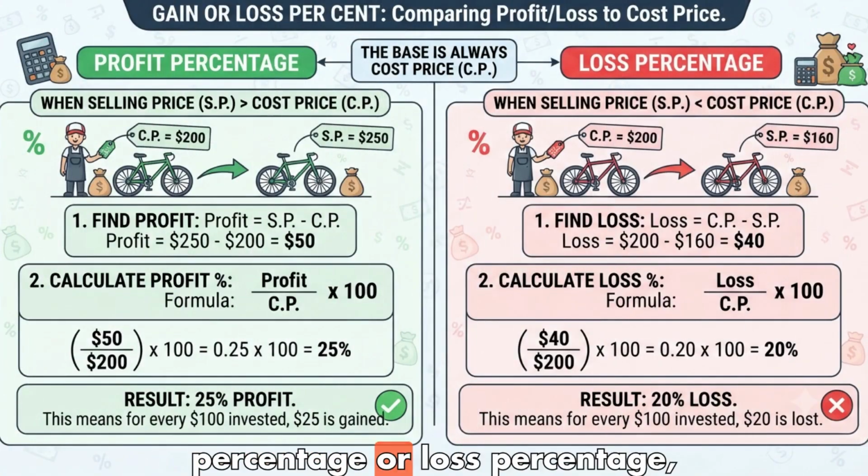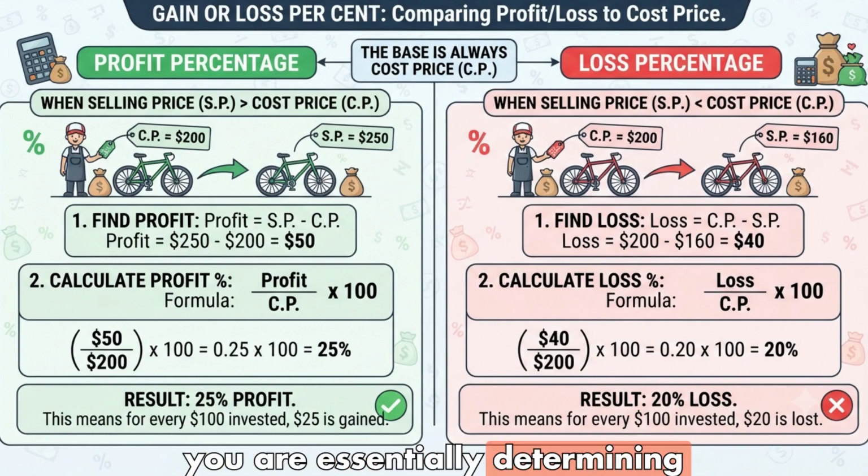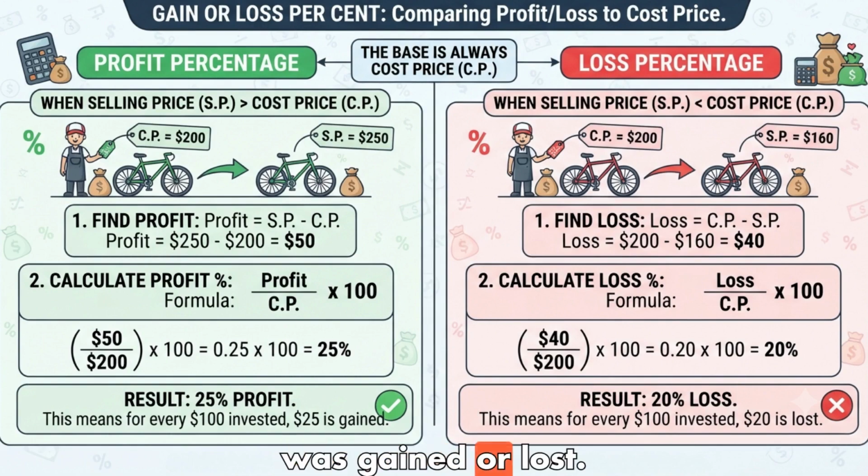Calculate the profit percentage or loss percentage. You are essentially determining what portion of your original investment, cost price, was gained or lost. The most important rule to remember is that these percentages are always calculated based on the cost price, CP, never the selling price. 1. Profit percentage.